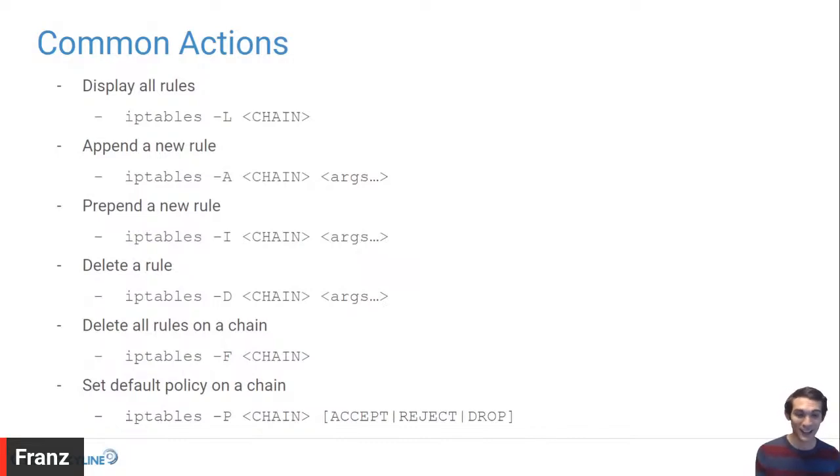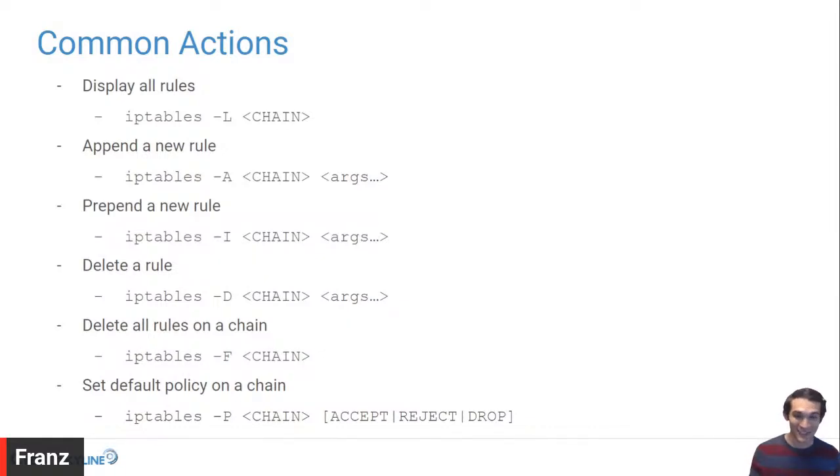And so if you physically have access to the machine, just give it a little bit of a reboot and it should go back to allowing everything and you should be okay, assuming you didn't do anything to save those settings on reboot. And the last item here is to set the default policy on a chain.